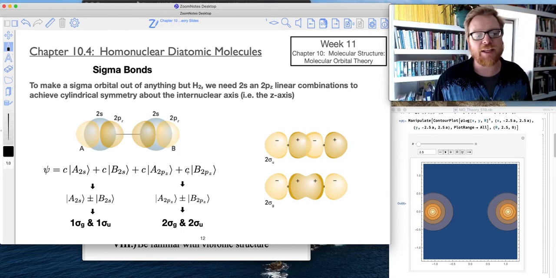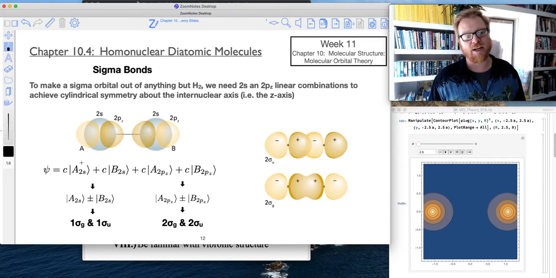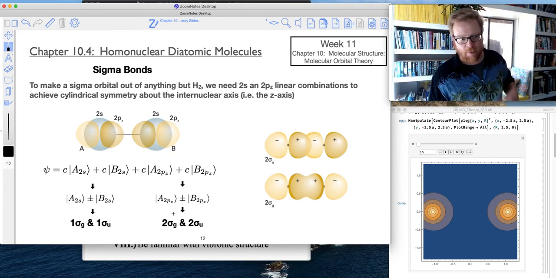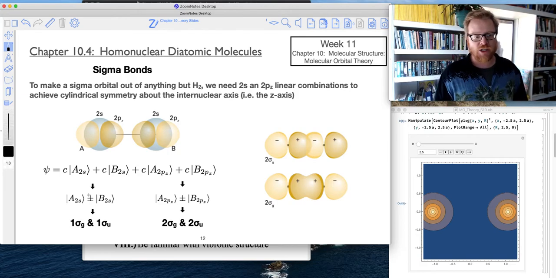Well, if you look at the complete basis set for this, we've got some normalization constant times the wave function for A2s and B2s and A2pz and B2pz. We can actually separate these into 2 separate basis sets. And again, following the LCAO-MO, the linear combination of atomic orbitals, because we don't know which is which, we get this plus-minus state. And so we're going to call linear combinations of 2s also the 1 sigma g and 1 sigma u.